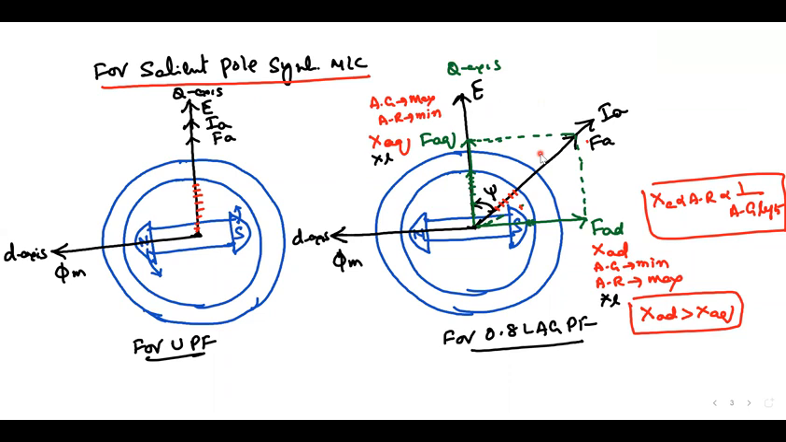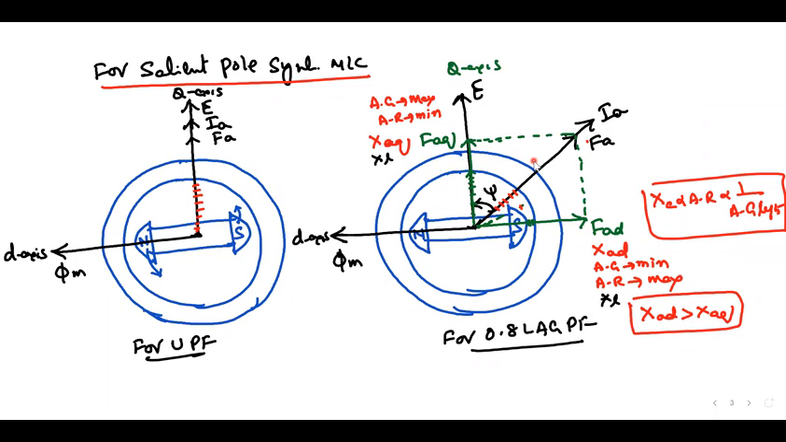No, not possible. That is the reason for simplifying: Blondel gave a solution. Instead of taking so many things, it is divided into two components, direct axis and quadrature axis. Along the direct axis the air gap is always minimum, along the quadrature axis maximum. At any power factor you can divide into the FD and FQ components, and they will find the same reluctances. What about the currents ID and IQ? Those may change; we are not worrying about that.